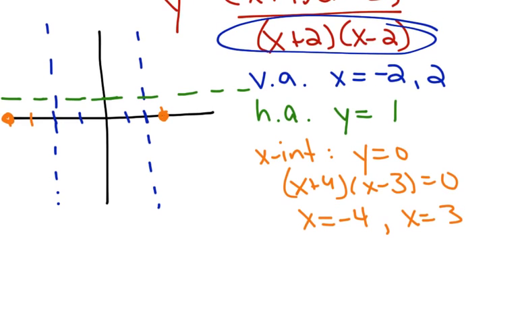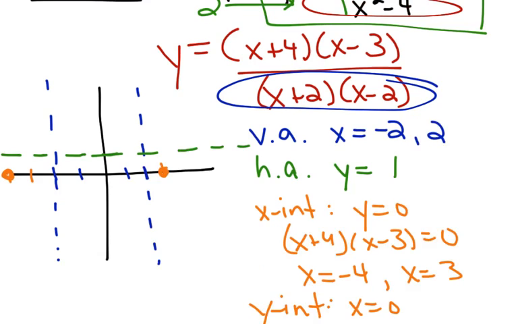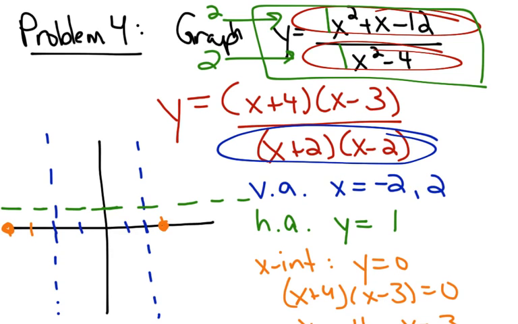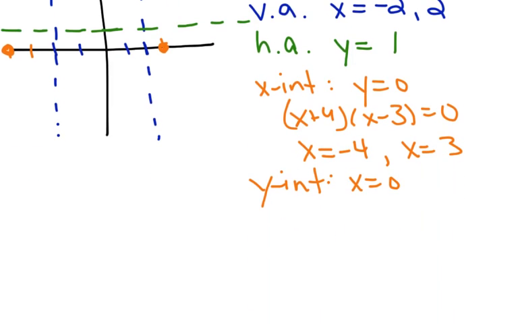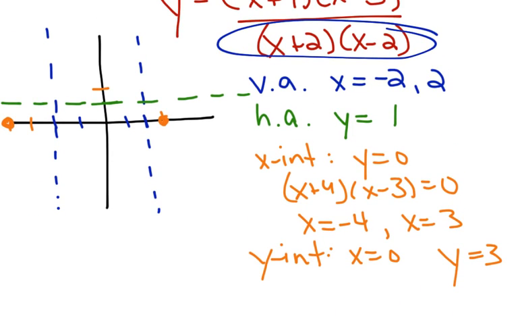The y-intercept is where x equals 0. So in the original function, if I just plug in 0 everywhere there's an x, 0, 0, 0, I get negative 12 over negative 4, which is positive 3. So 1, 2, 3. So there's a y-intercept here. So I know that part of the graph is going to be in here somewhere. The other two parts of the graph must be on the opposite side. This is kind of how it's going to work. So the graph is going to look like that.